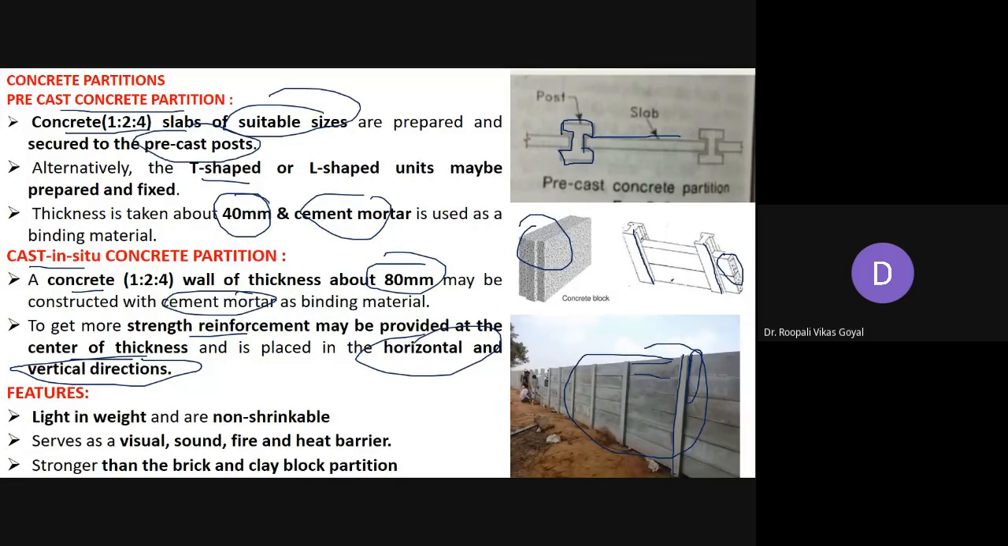So as far as features are concerned, it is light in weight. Also, it is non-shrinkable; shrinkage is not so much. It also serves as a visual, sound, fire, and heat barrier. And it is stronger than the brick and clay block partition wall.